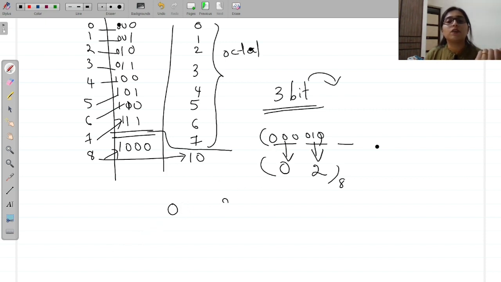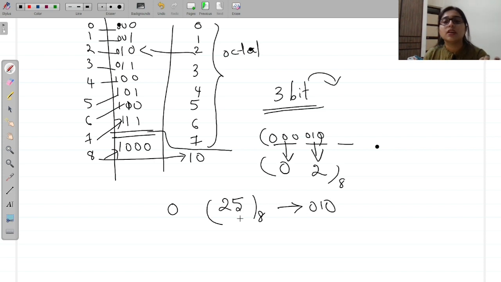So suppose I have 25 octal, convert this to binary. How are you going to do it? See, for 2, what is the value? 0, 1, 0. Write this as it is. For 5, what is the value? It is 1, 0, 1. So this is the equivalent binary representation for the corresponding octal number. So 25 base 8 is converted to binary in this case, and earlier I was converting binary to octal.